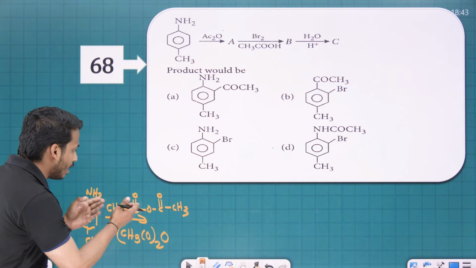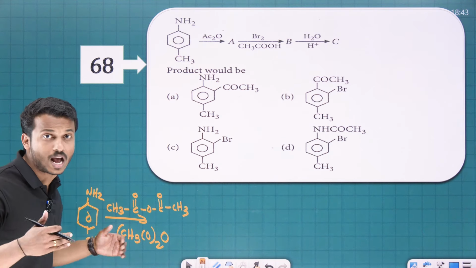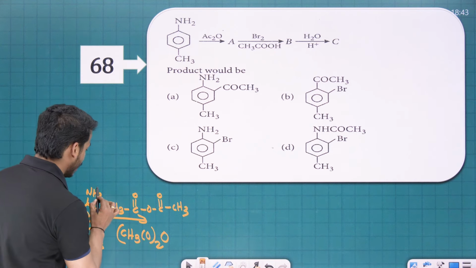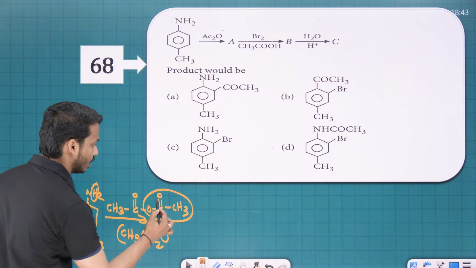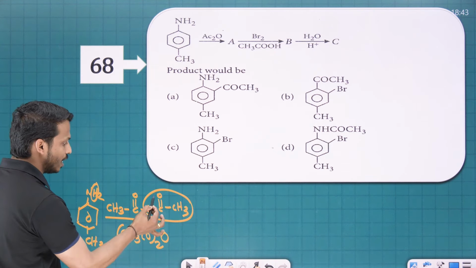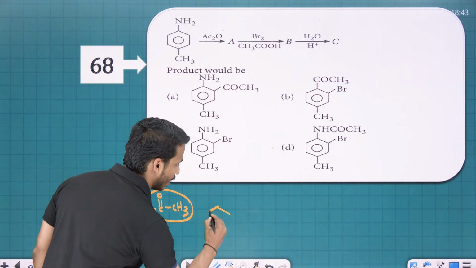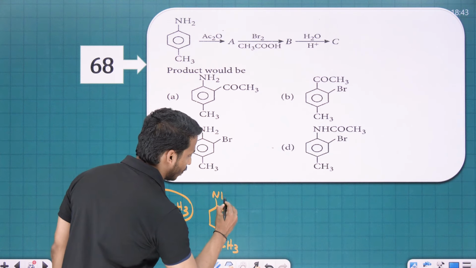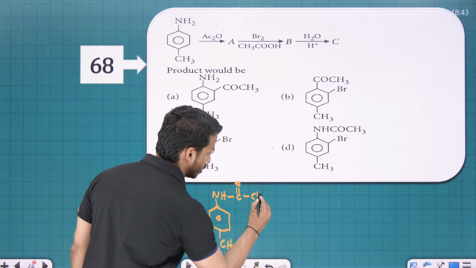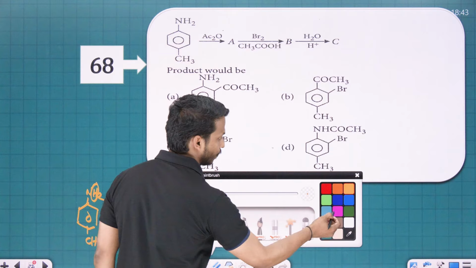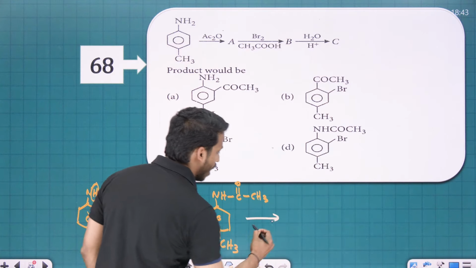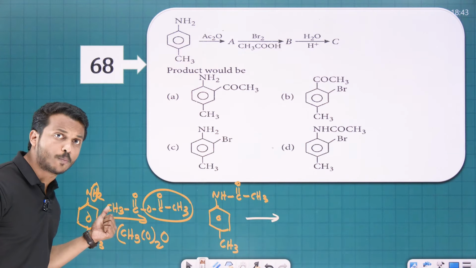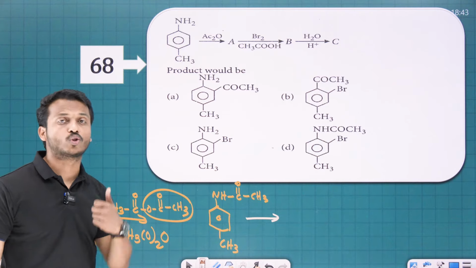What happened? Aniline reacts with acetic anhydride, that is called acetylation. You take this H and this part, remove it as CH3COOH. So what is left in the system? CH3 is already there in para, it becomes NHCOCH3, it becomes acetanilide. You know, amines are very strong ortho-para directing groups, amides are weak ortho-para directing.